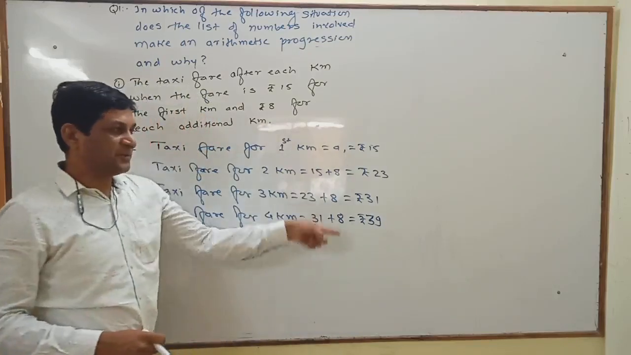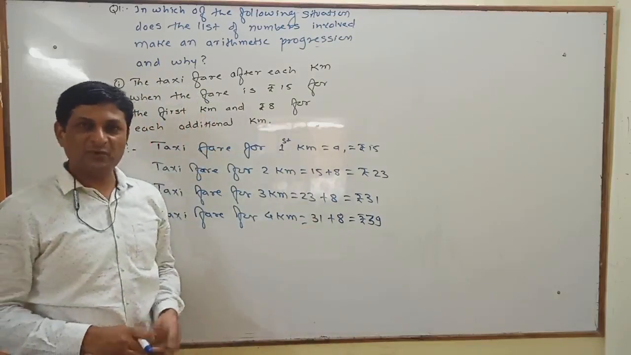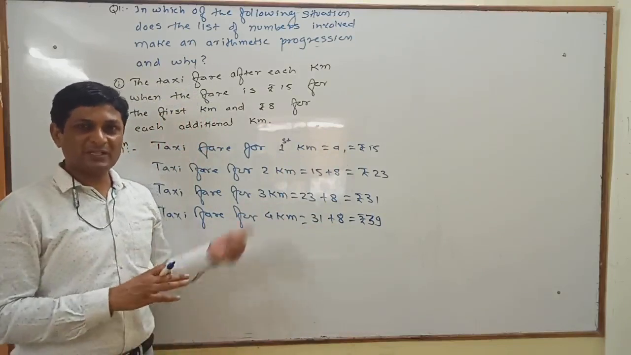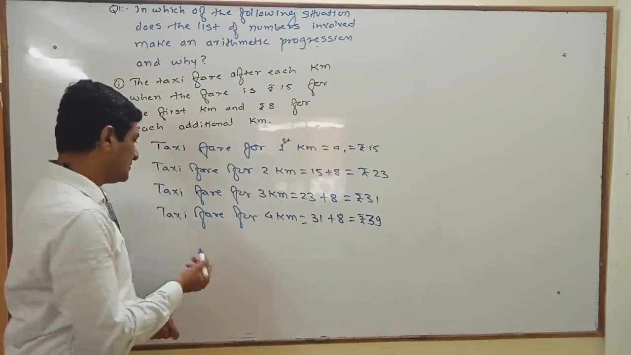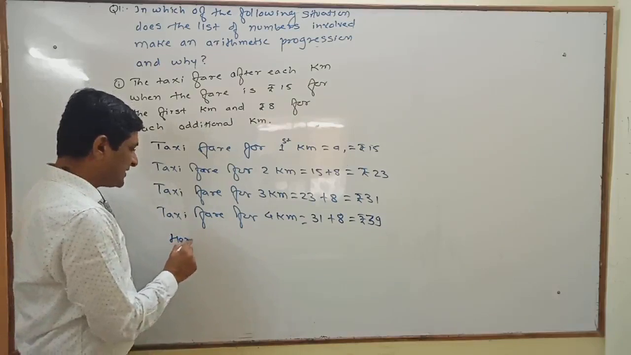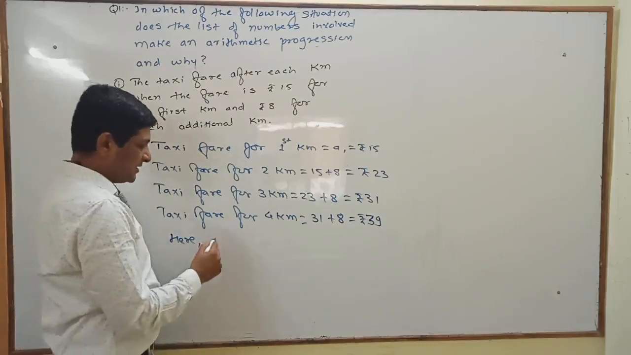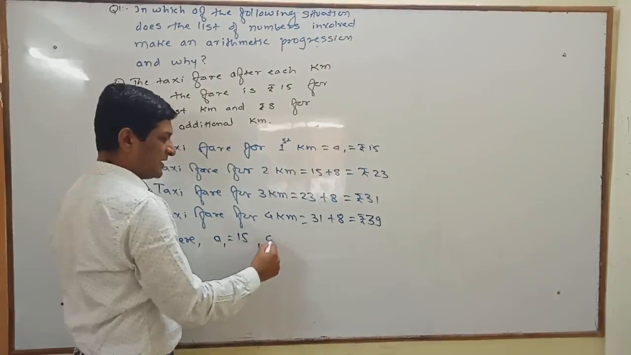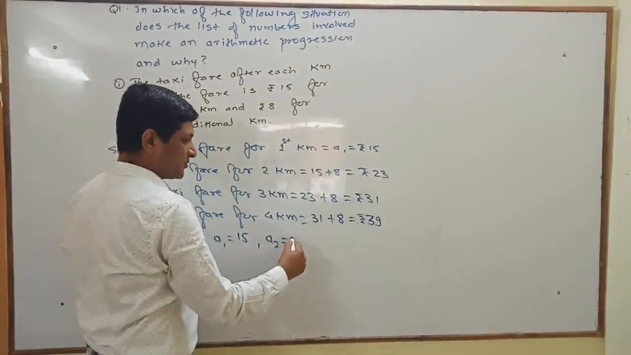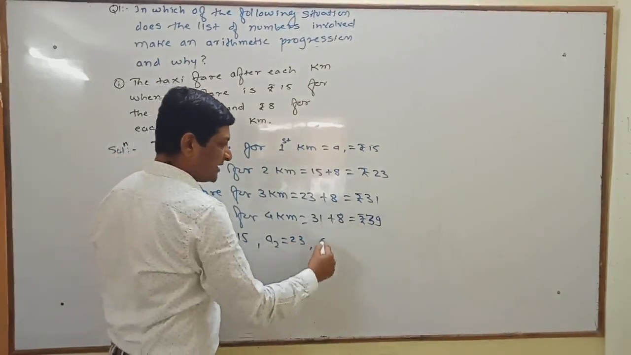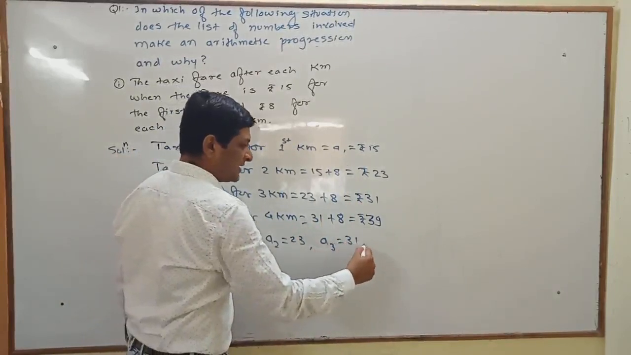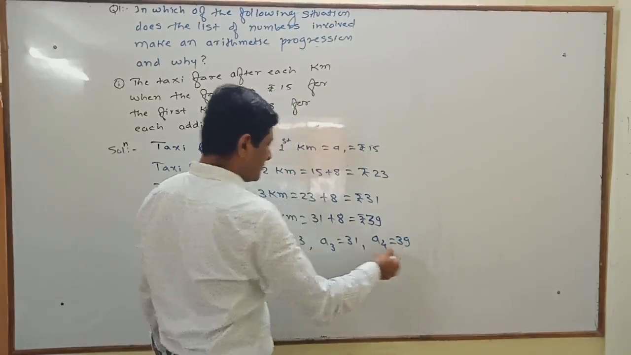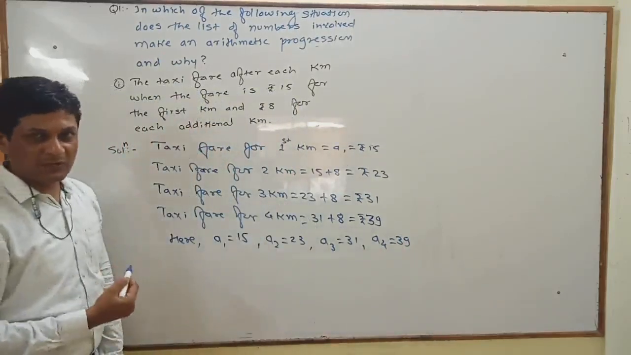Okay, now in this way we have got a list of 4 terms. Again, we are able to find more terms, but this much is sufficient to check whether the list is in arithmetic progression or not. Here we can say that the first term A1 is equal to 15, the second term A2 is equal to 23, the third term A3 is equal to 31, and the fourth term A4 is equal to 39. So we have got 4 terms according to the given condition.